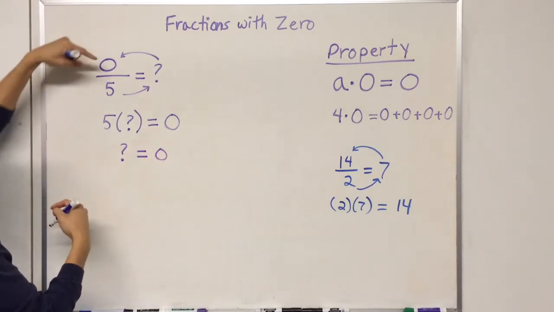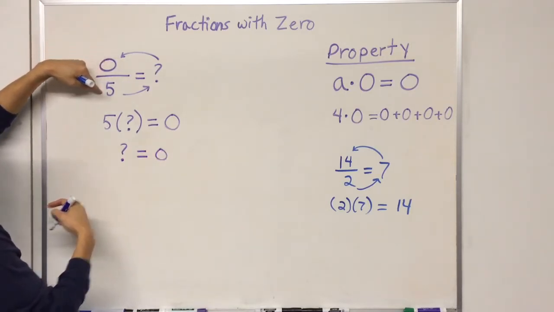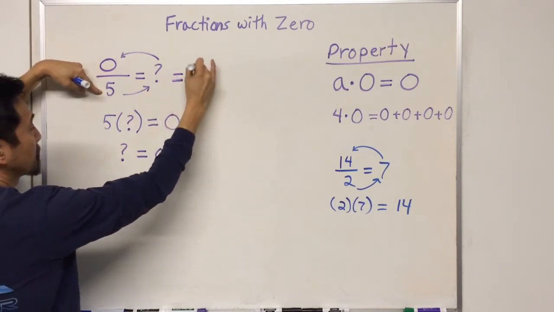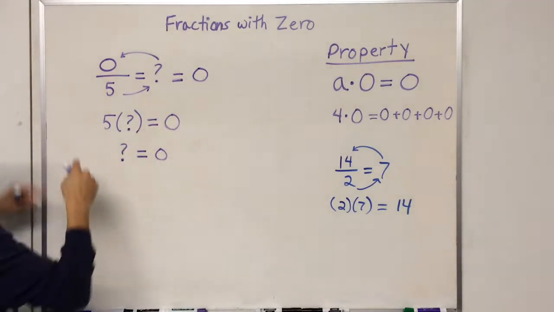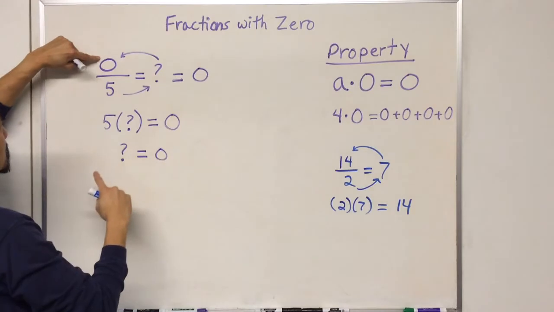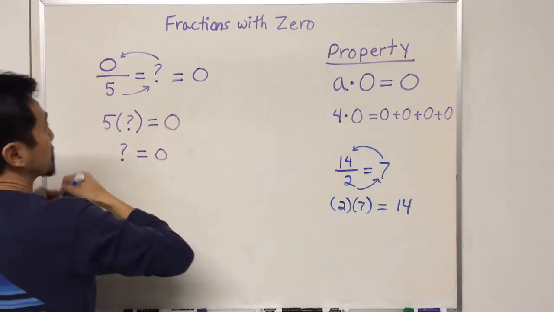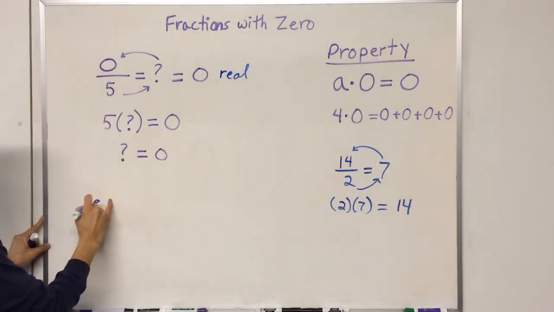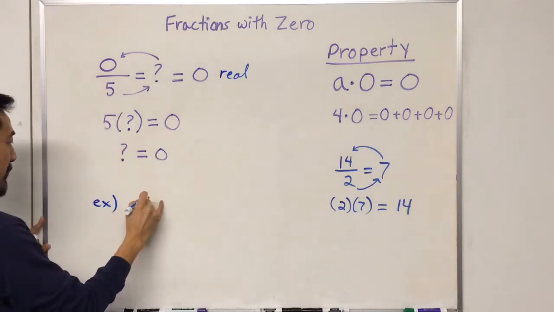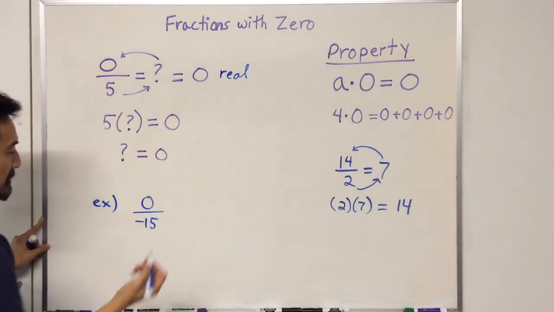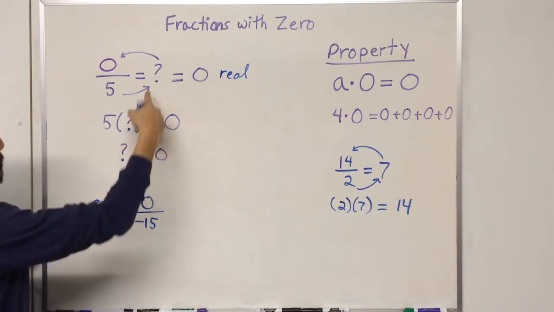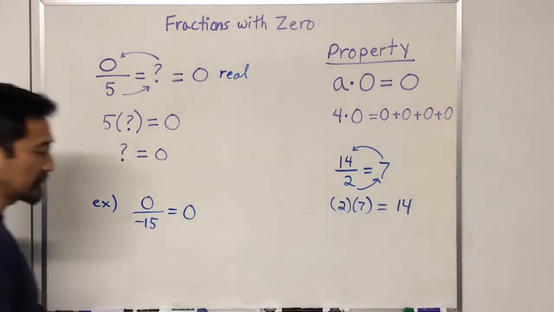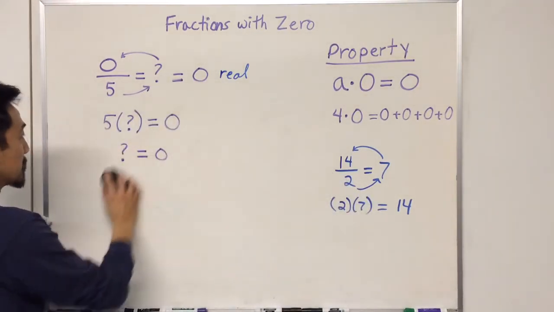So we see that going back to the top, 0 divided by 5, we figured out what this mystery number is. It is 0. Okay? And that is a real number. Okay, so 0 divided by 5 is 0, and that is real. Okay? So, using that, if I had 0 divided by negative 15, what would that equal? Right? We just now learned that that would equal 0. Okay? All right, let's look at another type of fraction involving 0.